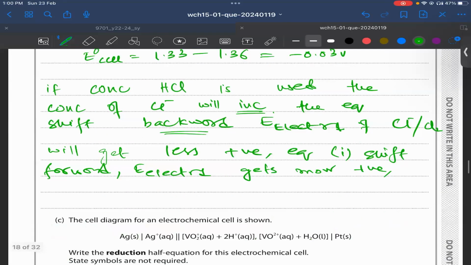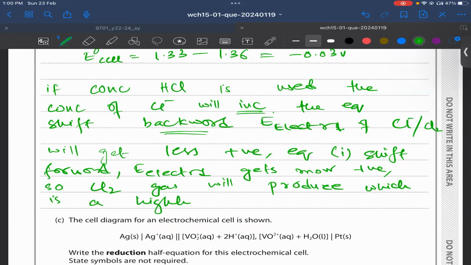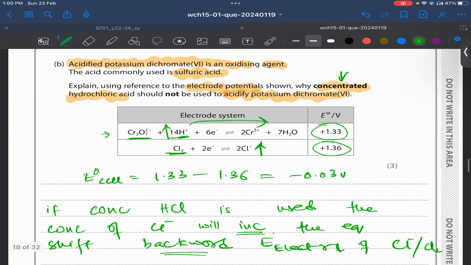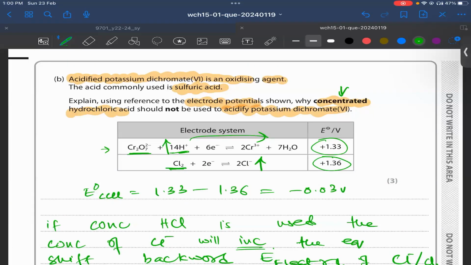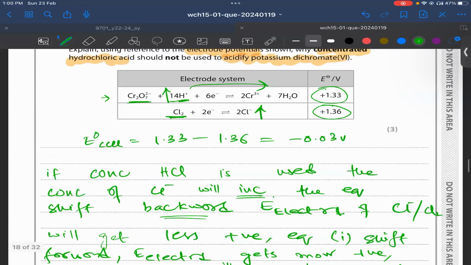So chlorine gas will be produced, which is a highly toxic gas. And that's why it would not be feasible to use concentrated acid. At normal conditions, this cannot be used because it is only marginally feasible. And at high concentration, again, this is not feasible because we are getting a very toxic gas in this reaction. So that's why we do not use hydrochloric acid to acidify potassium dichromate.